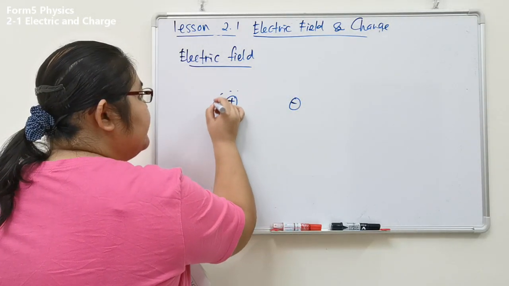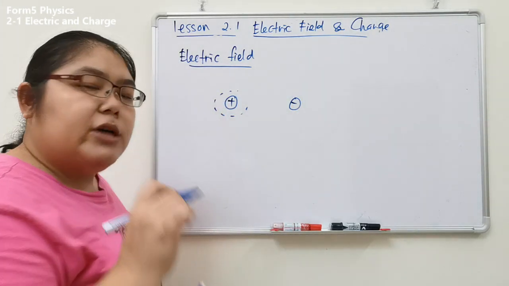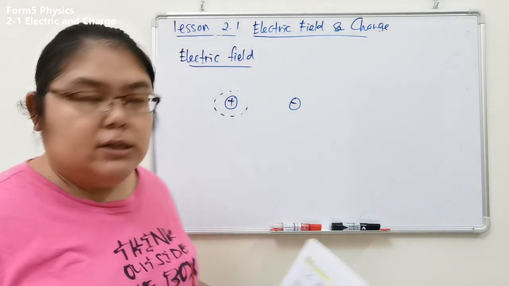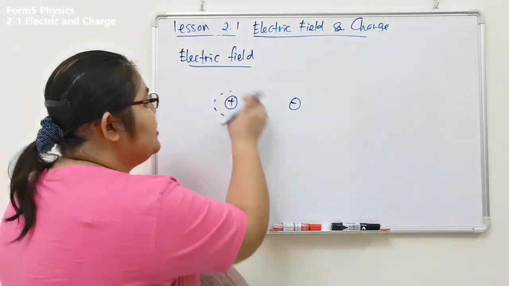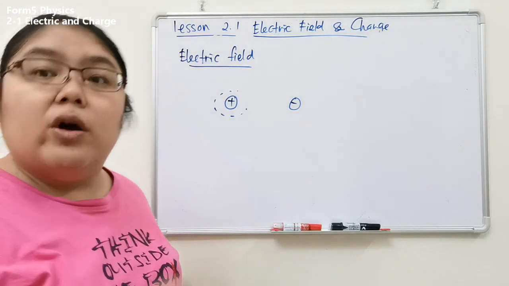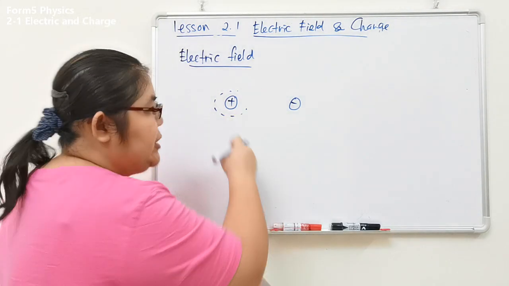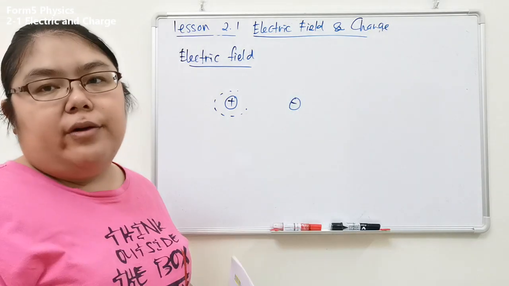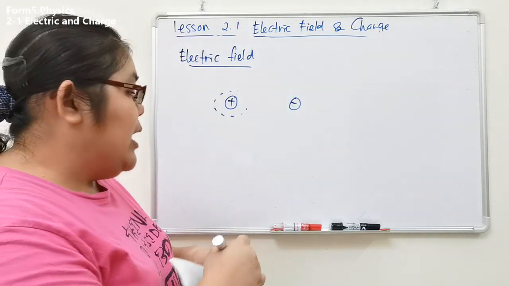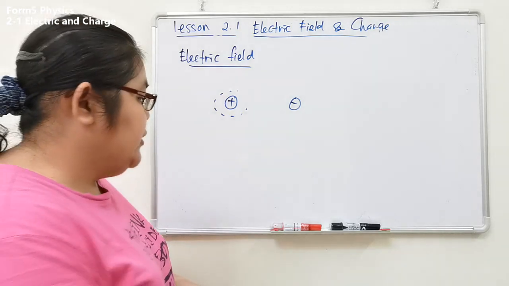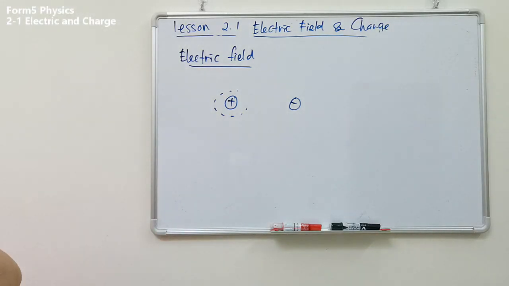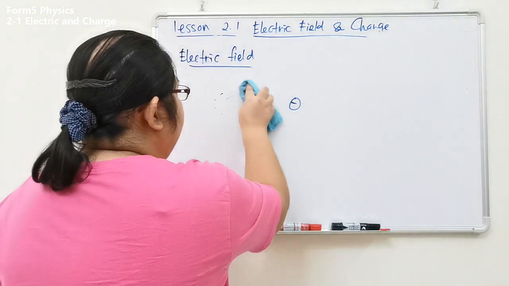Okay, surrounding the charge we have an area. You see, this we call the area. The area surrounding the charge, this area we call the electric field. Field is what? Padang. So from here, surrounding the charge we have an area. This area we call the electric field. Okay, now what is the actual definition?